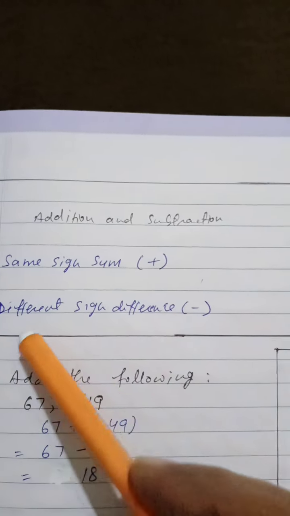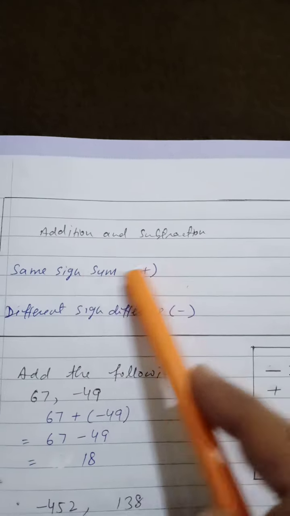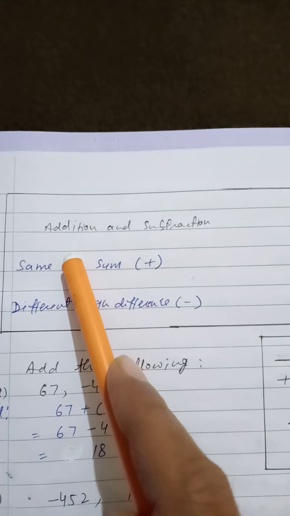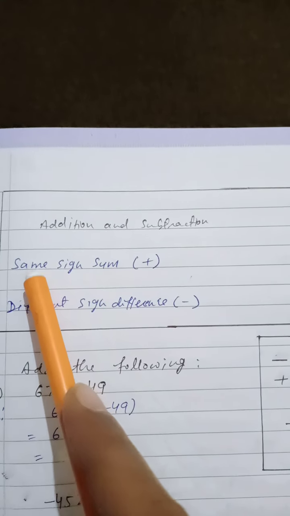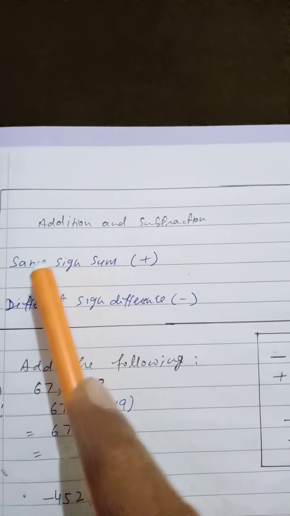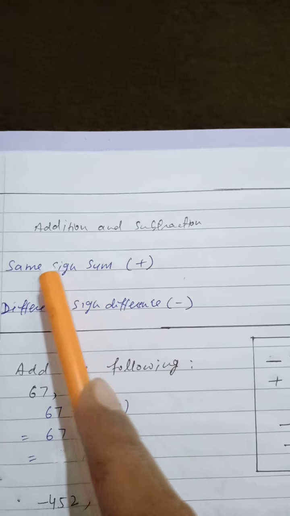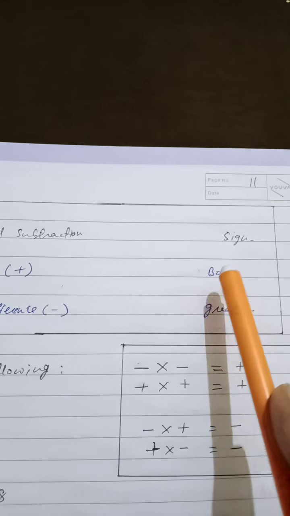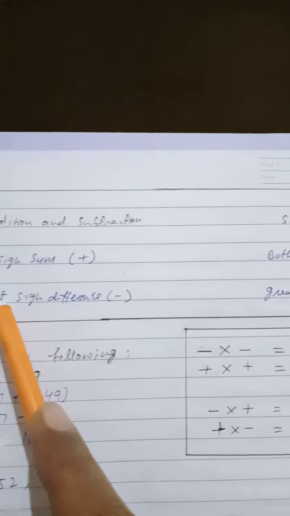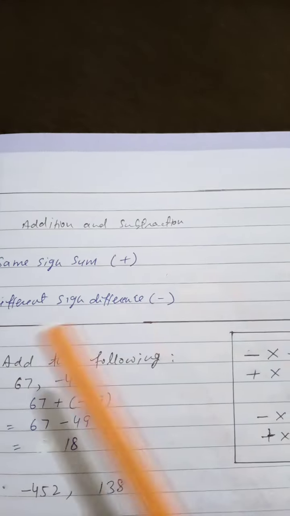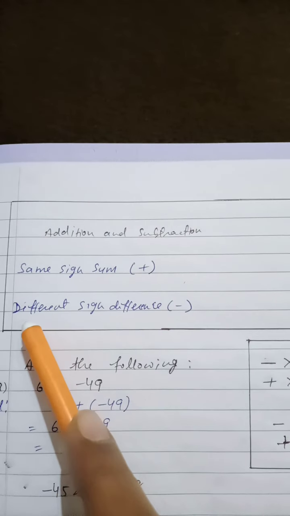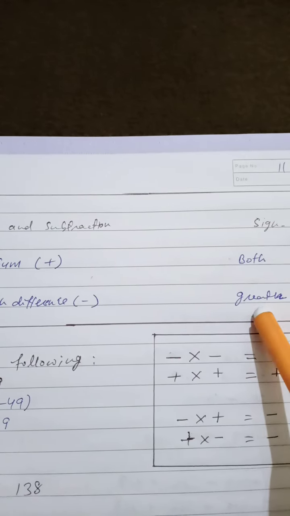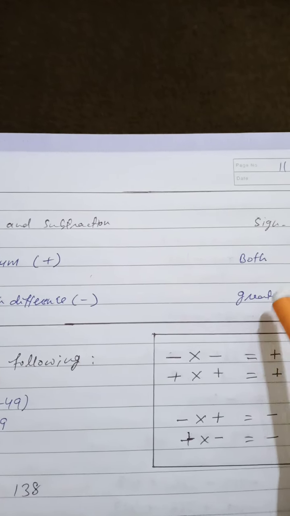Before going to the next question, we discuss the concept of sign once again. See here, if we are going to combine numbers or add numbers, we will see the sign. If same signs are there, we will add. Same sign sum. Sum means add. We will add the numbers and the sign will be that of both numbers in the answer. And if different signs are there, then we will do different sign difference. We will do the difference, means subtract, and the sign of the greater number will be there.